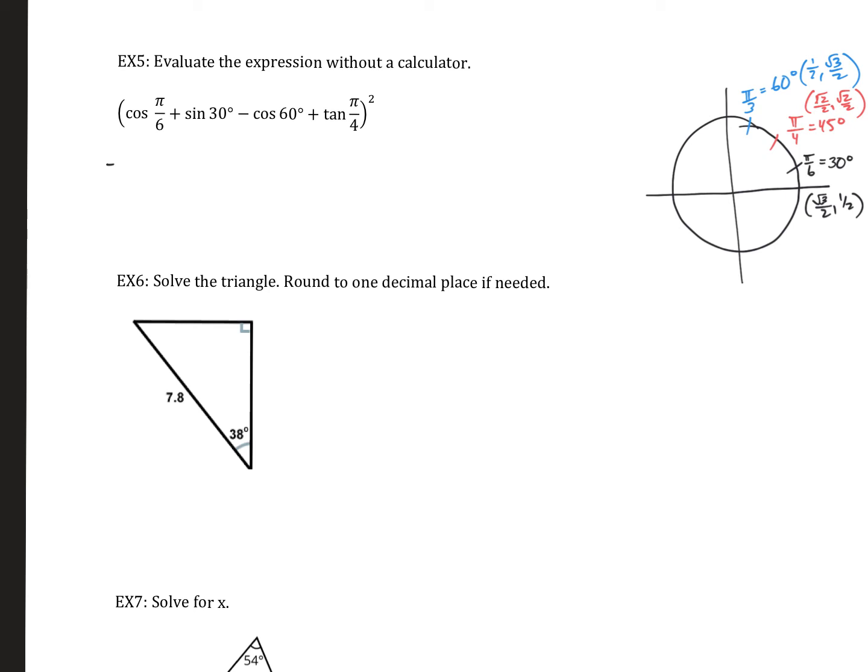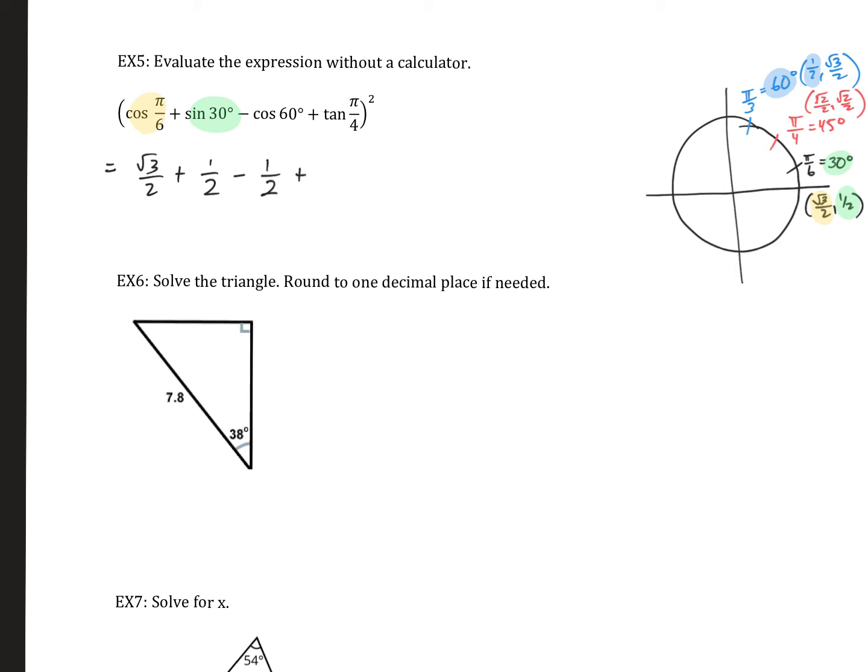So what is cosine of pi over 6? Well, cosine, remember, is talking about the x value. So cosine of pi over 6 is going to be root 3 over 2, plus sine of 30 degrees. So sine of 30 degrees, 30 degrees is this value here, and sine is talking about the y value, so that should be a half. Then minus cosine of 60 degrees. Where is 60 degrees? 60 degrees is right here, and cosine is talking about the x value. So that's going to be also a half.